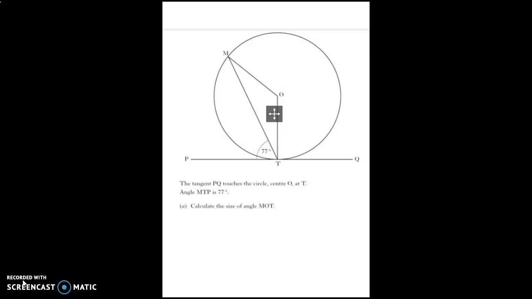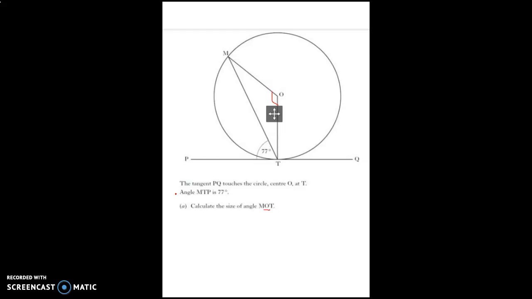So here, in this question, we have the tangent PQ touches the circle with center O at T. So this is my tangent and it touches at T. Angle MTP is 77 degrees. That's given here. Calculate the size of angle MOT. So what angle is that? Well, we're starting at M, we're going to O, and down to T. So what we're really looking at is this angle in here.